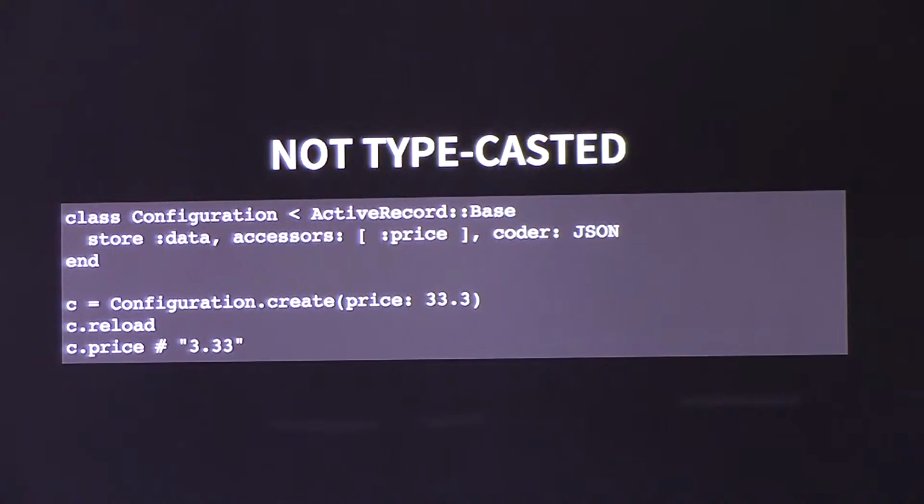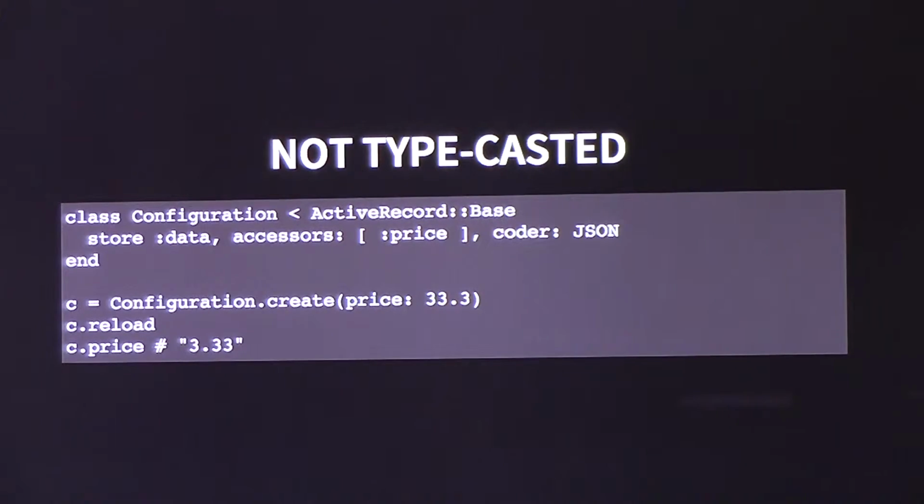The problem was that it's not typecast. If it saves as a string in the database, even if you set it as a float, you'll get it back as a string. The problem with this is that all over your code you're going to have to call to_f, to_i, typecasting it yourself. I didn't like seeing that because that's prone to a lot of errors.